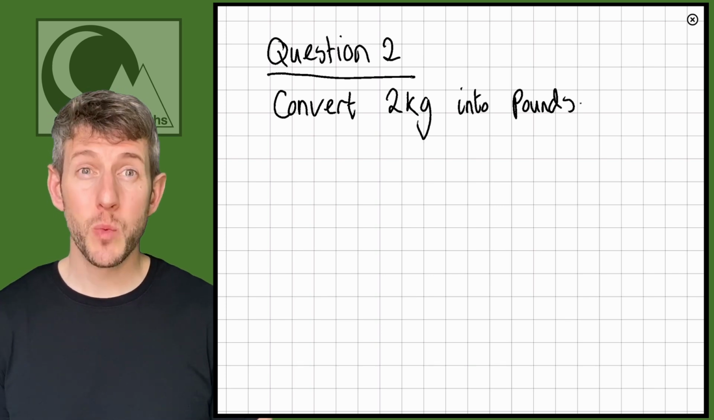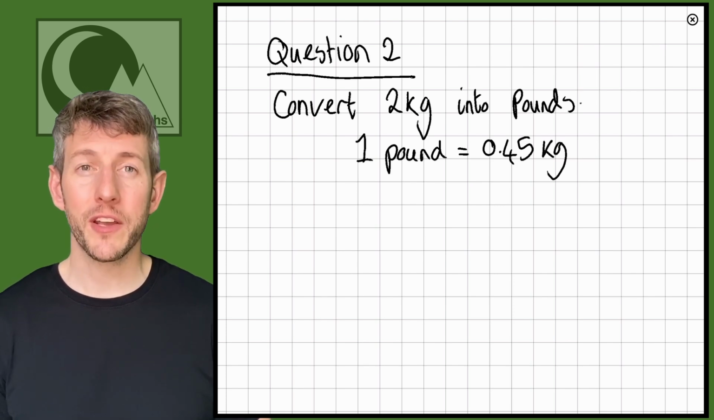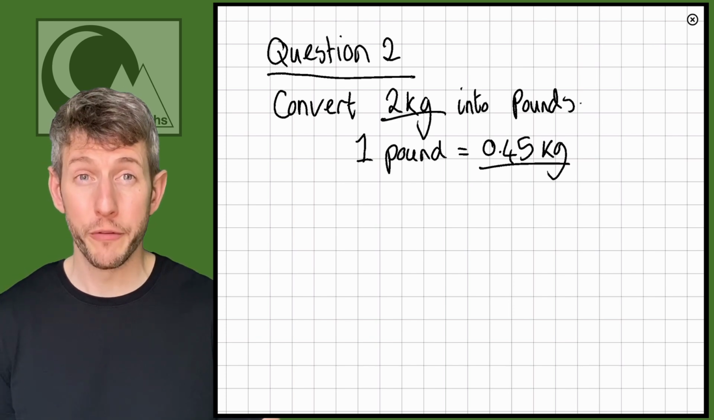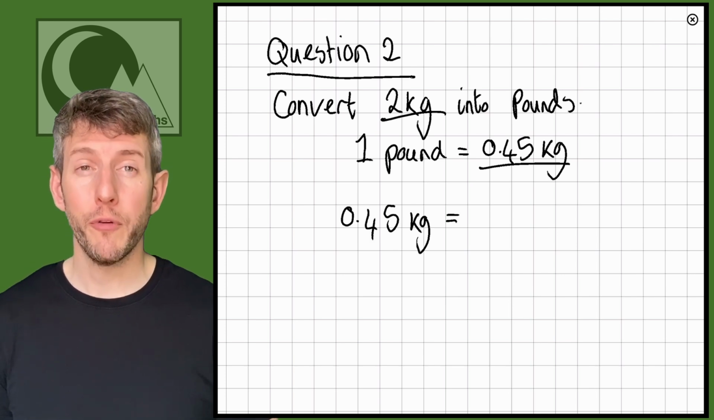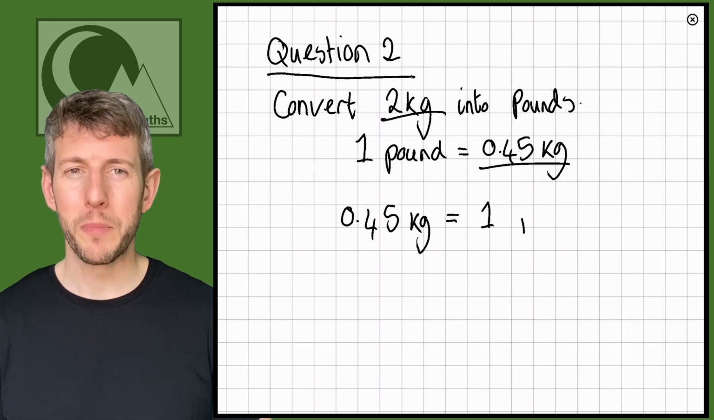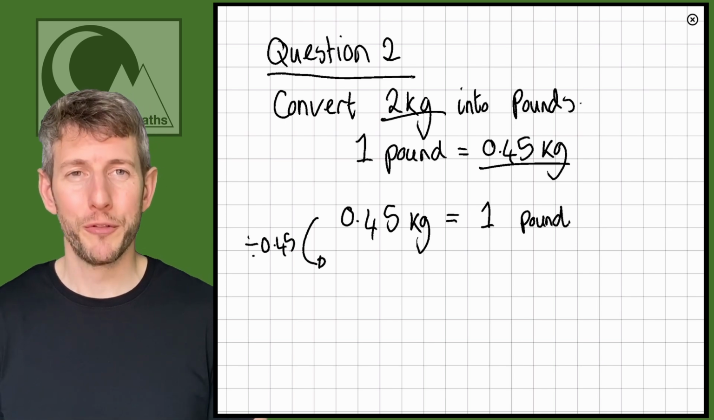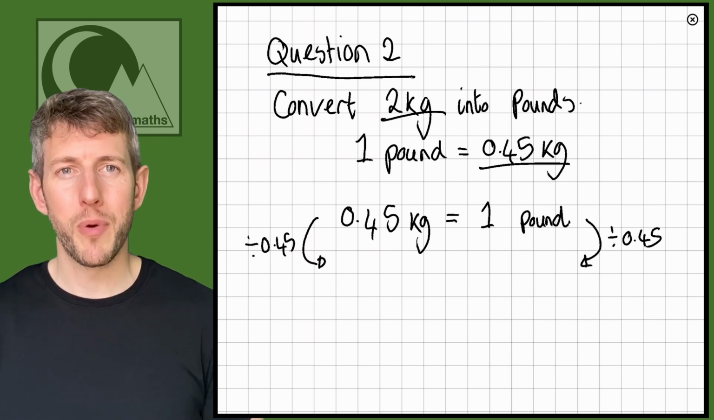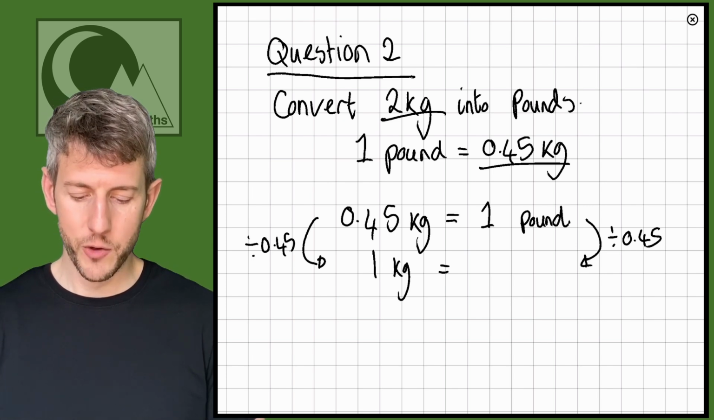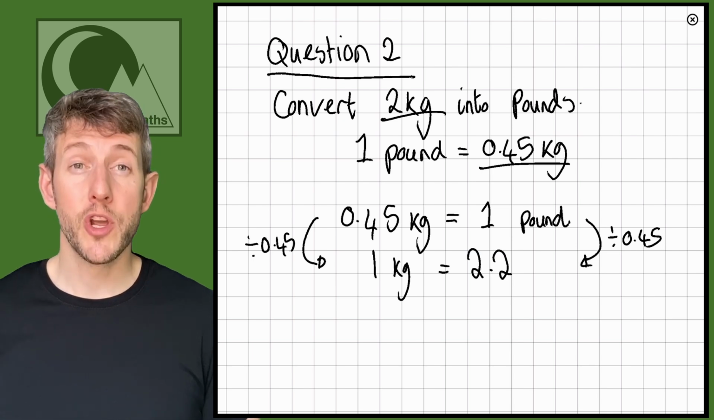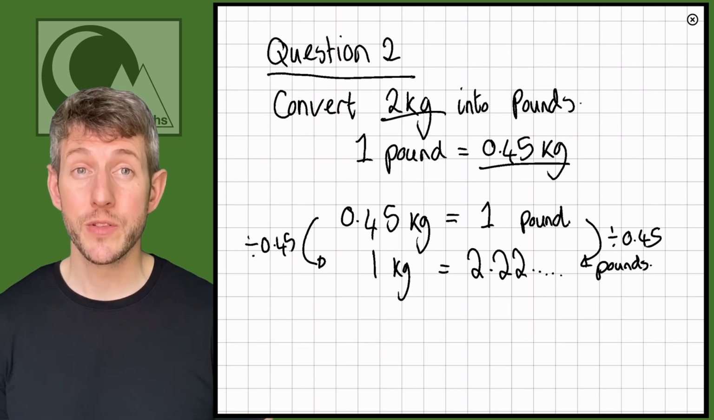For our next question, we have convert 2 kilograms to pounds. For this one, we've been told that 1 pound equals 0.45 kilograms. We're going from kilograms to kilograms, so I'm going to put that on our left: 0.45 kg equals 1 pound. From there, I'm going to divide both sides by 0.45. So 0.45 divided by 0.45 gives us 1 kg, and 1 divided by 0.45 equals 2.22222. So I now know that 1 kg equals 2.22222 pounds.